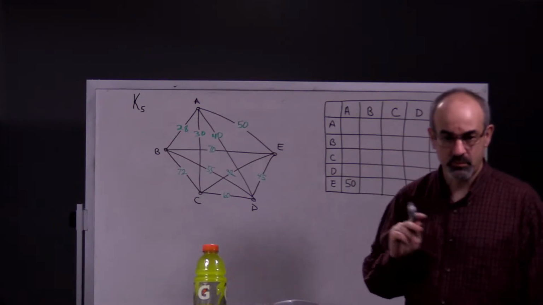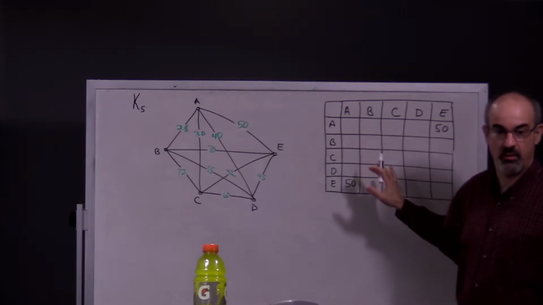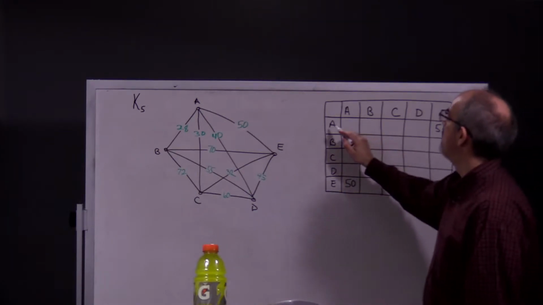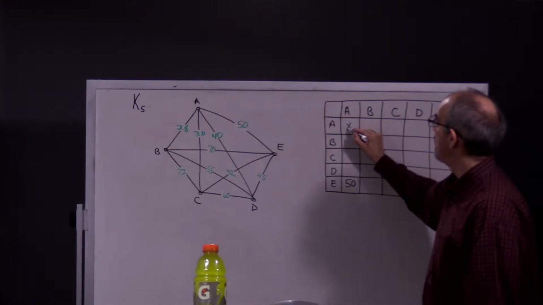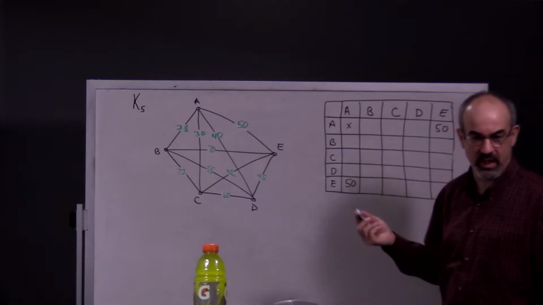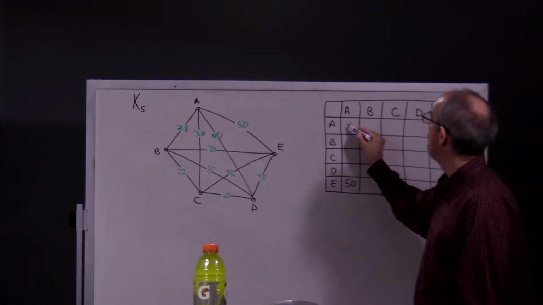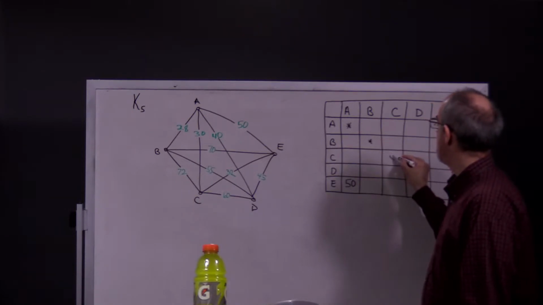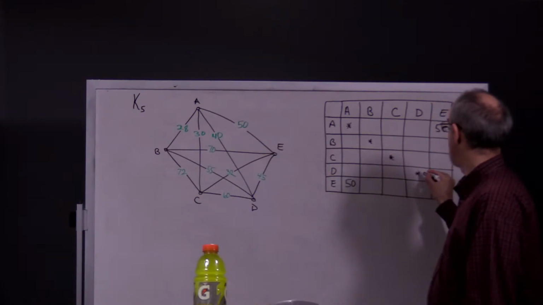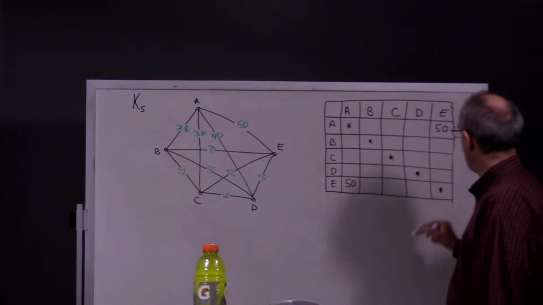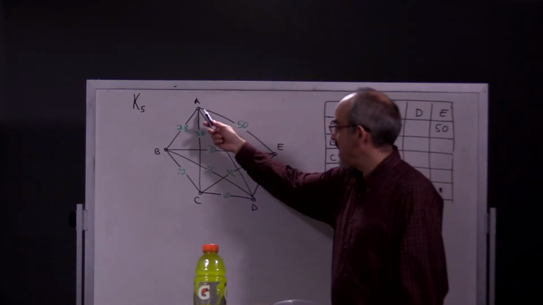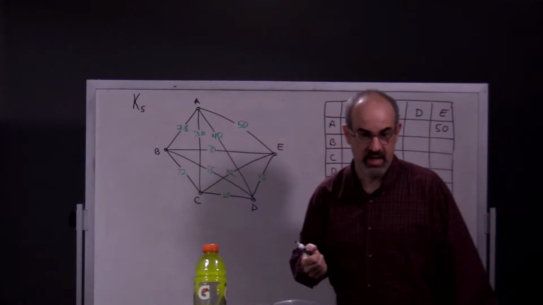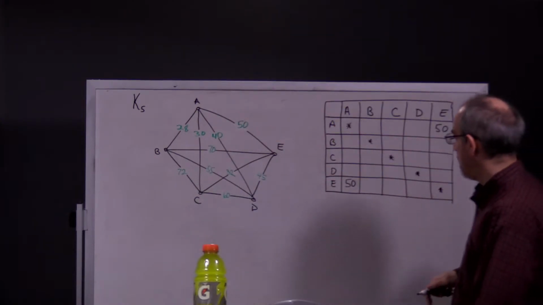Now, certain squares in this chart are really easy to fill in. A to A, you can leave it blank or put a dash. We're going to put an asterisk. B to B, C to C. These don't have any length because A to A is just going from A and staying at A, so there's no length.